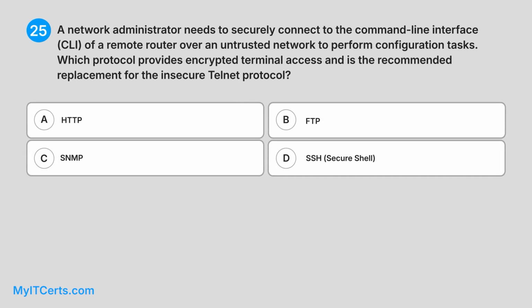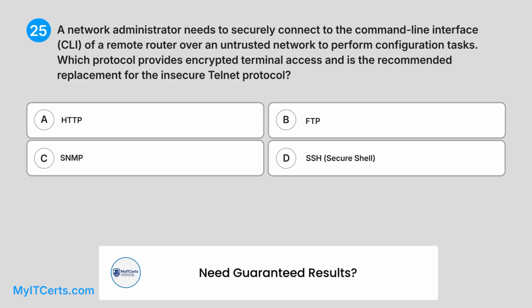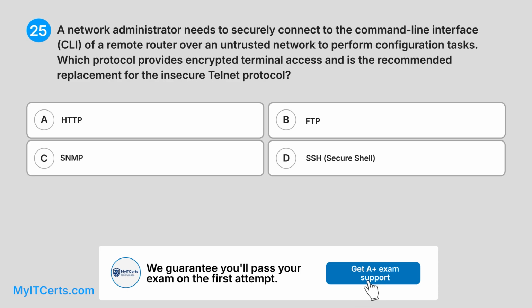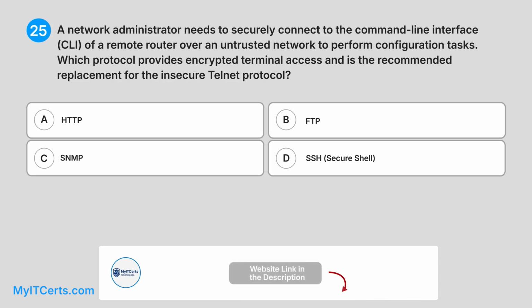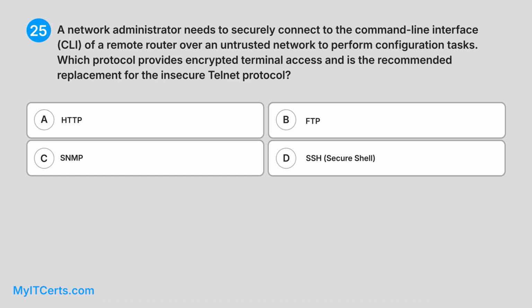25. A network administrator needs to securely connect to the command line interface, CLI, of a remote router over an untrusted network to perform configuration tasks. Which protocol provides encrypted terminal access and is the recommended replacement for the insecure Telnet protocol? A, HTTP. B, FTP. C, SNMP. D, SSH, Secure Shell.